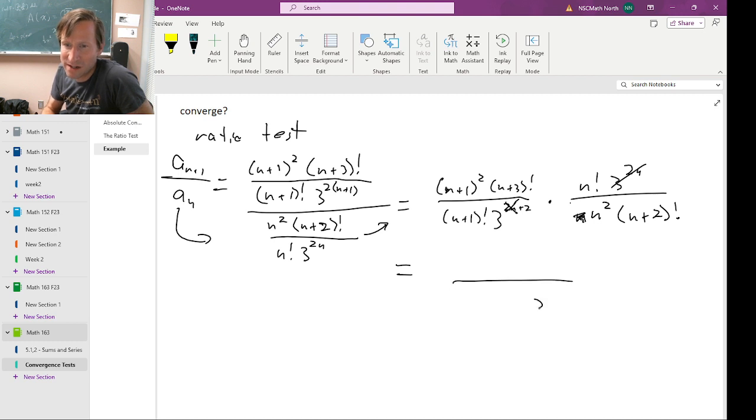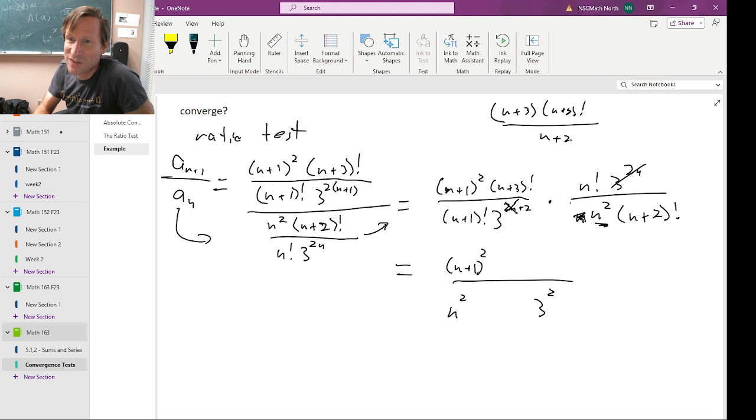squared in our denominator. Okay, this n squared doesn't seem to cancel with anything, so let's just leave this n squared over here. This (n plus 1) squared doesn't really seem to cancel with anything, so we'll leave that there. Now here we have an (n plus 2) factorial dividing (n plus 3) factorial. And those simplify a lot, right? That (n plus 3) factorial is (n plus 3) times (n plus 2) factorial. So when we divide that by (n plus 2) factorial, we're just left with n plus 3.